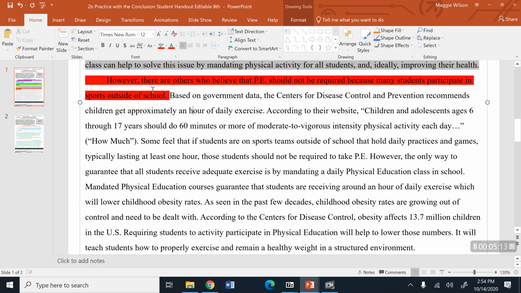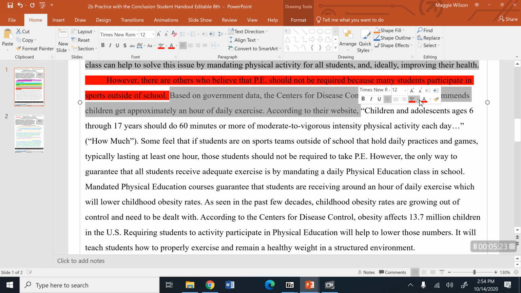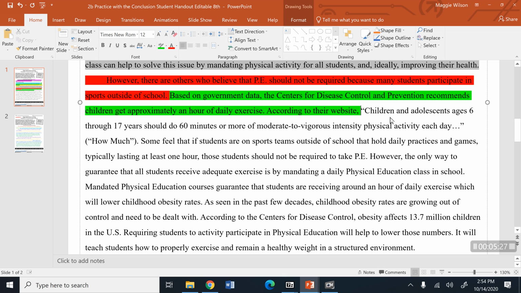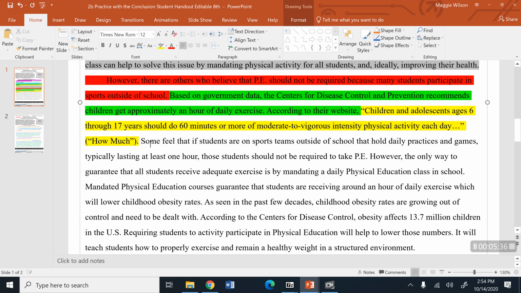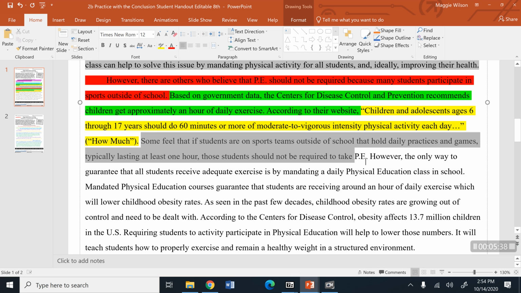So now that I have that, I need to look for the introduction to the evidence for the counterclaim. Based on government data, all the way to according to their website, this is our introduction to the evidence, which we put as green. And then we have our evidence, which is all in quotations, all the way to the citation, which we're going to put in yellow. And then, of course, we have our justification. Now, I don't have orange, so we're going to go ahead and just use gray.